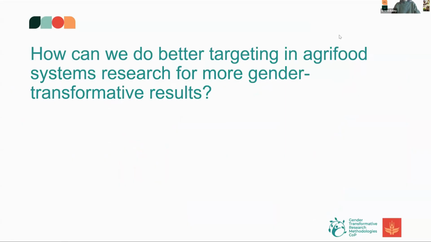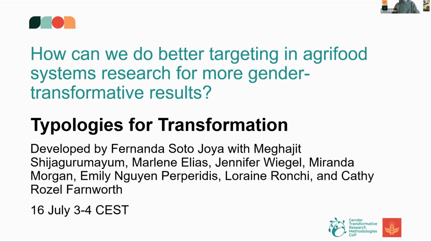So moving on, the third tool that we'd like you to know about is talking about, especially in value chain settings, how can we do better targeting in agri-food systems research for more gender transformative results? So this is a tool developed by Fernanda Soto, who's a gender researcher in Central America. And it's been developed by very many people, and it's been piloted. And it's called Typologies for Transformation. So, Fernanda, over to you.